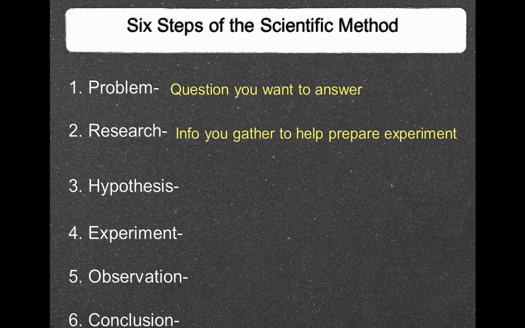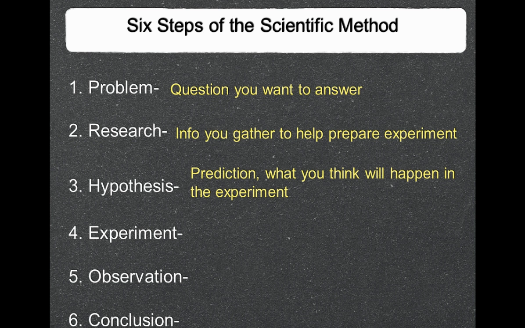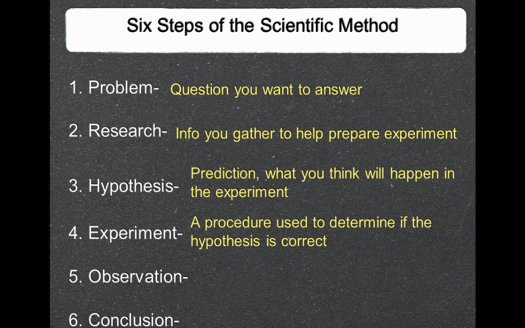A prediction. Prediction about what? Prediction about who's going to win the Yankee game tonight? No. Prediction about what's going to happen in the experiment. Okay, so let me start with an experiment. The purpose of an experiment is to test something. What does it test? Not quite the problem, it's going to help you answer the problem. To test the hypothesis, that's right. The procedure that we use to test our hypothesis.